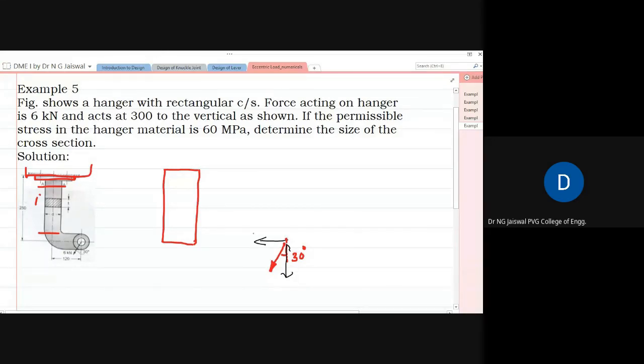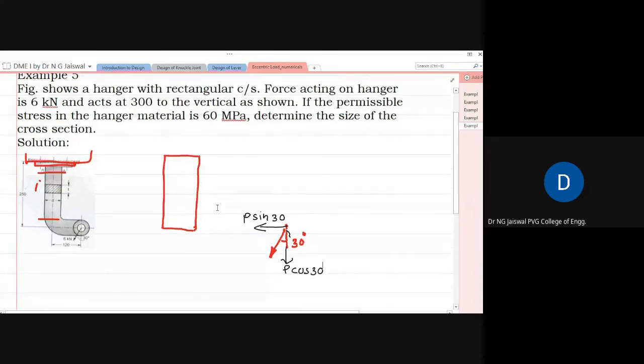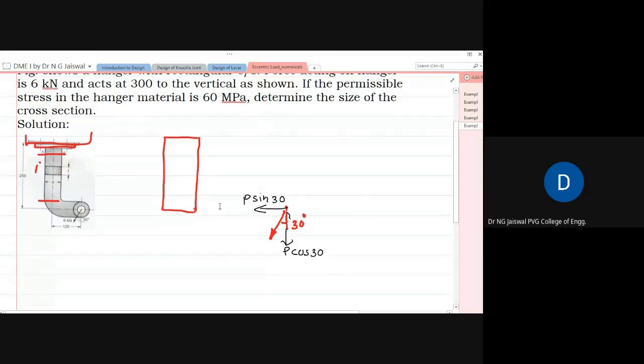This is 30 degrees, that's why this will be equal to P sin 30, and this will be equal to P cos 30. P is known to you. P is given as 6 kilonewton. So these magnitudes are known to you. Now how they are acting here, how they will affect. Instead of drawing the free body diagram, you can simply take it as a fixed one.